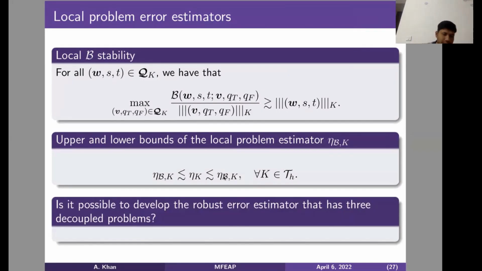So next question, because if I'm going to use this Biot consolidation local error estimator, here's the problem. We need to solve this coupled problem on each element. So is it possible to develop a robust estimator that has a decoupled problem? The answer is yes, we can develop it.